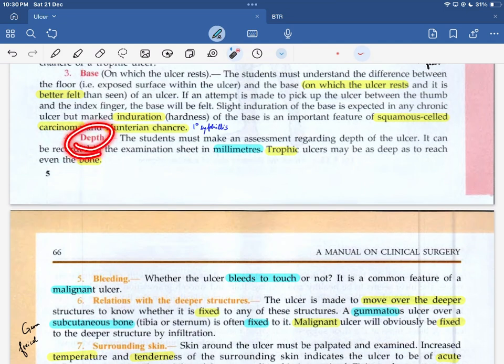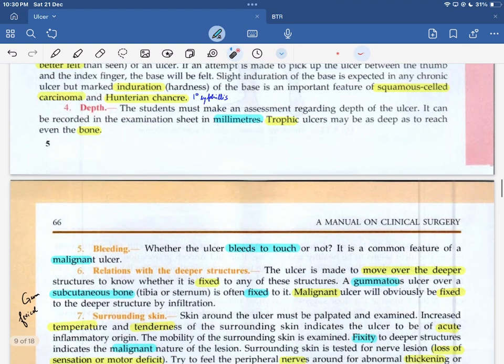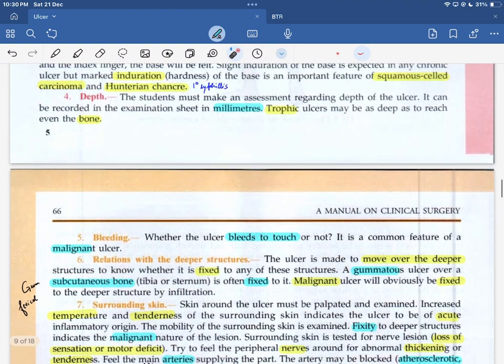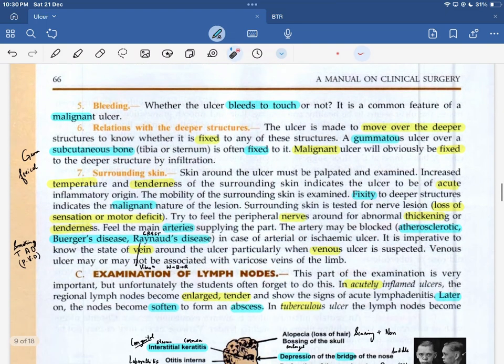And the depth, it's not that important, but obviously in trophic ulcer, I told you, it's gonna go so deep into it, right? It's gonna reach the bone. So in millimeters, you normally just assess it. You can't literally make a record of it in the examination, but in palpation obviously you can.